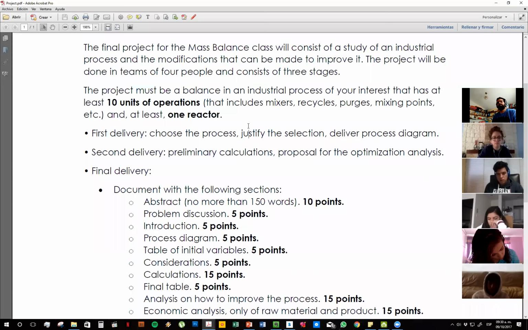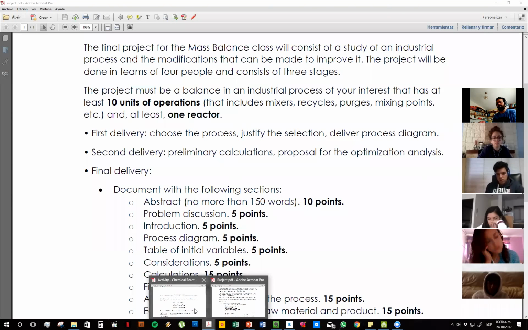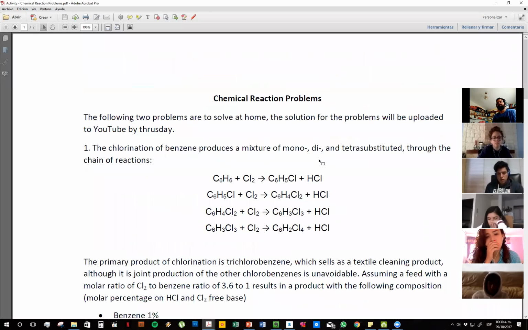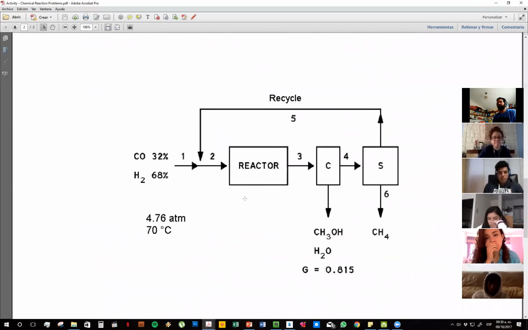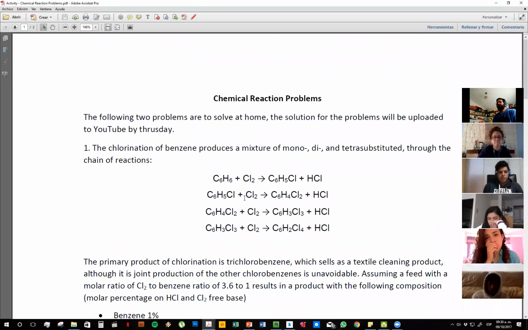And the other activity that you can do individually or in teams of 2, for example, in couples, is these chemical reaction problems. Okay, so we have 2 different problems, right? You have to solve them before Thursday at 8:30. And at that time, I'm going to upload a video to YouTube showing how to solve those particular problems.